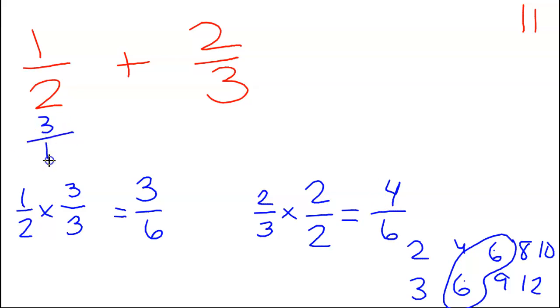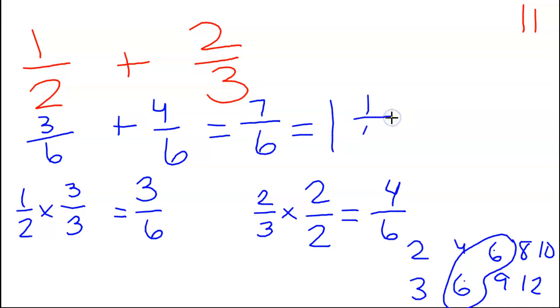Alright, so let's rewrite this. So now I have 3/6 plus 4/6. 3 plus 4 is 7. My unit is 6ths. I can also rewrite it as 1 and 1/6, because 7/6 is an improper fraction. Alright, let's look at one more before I give you 2 last practice ones to do.